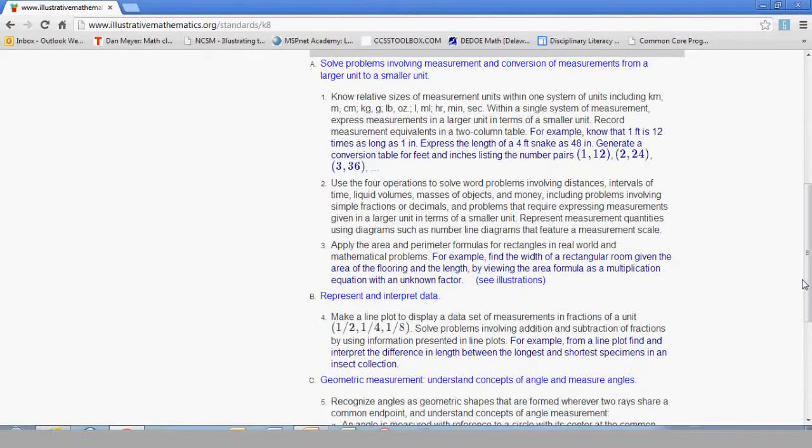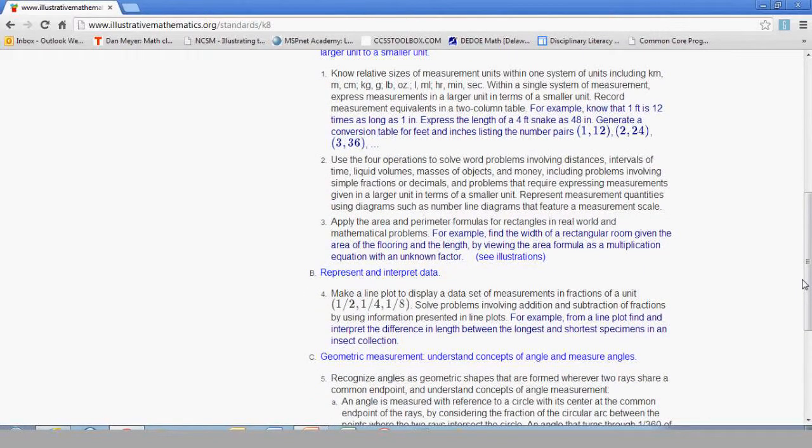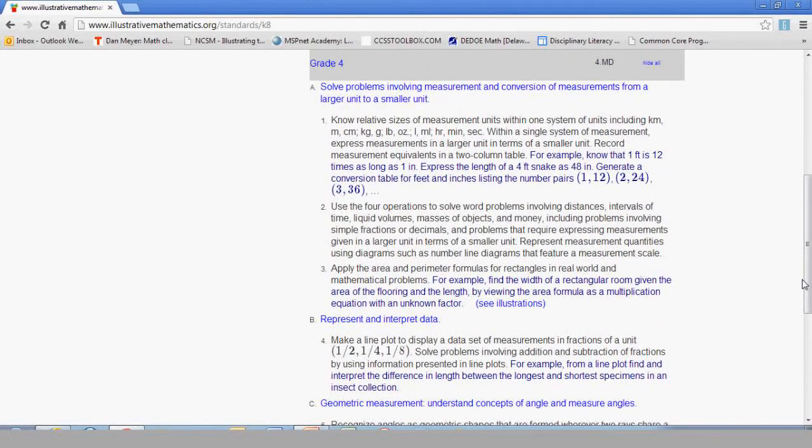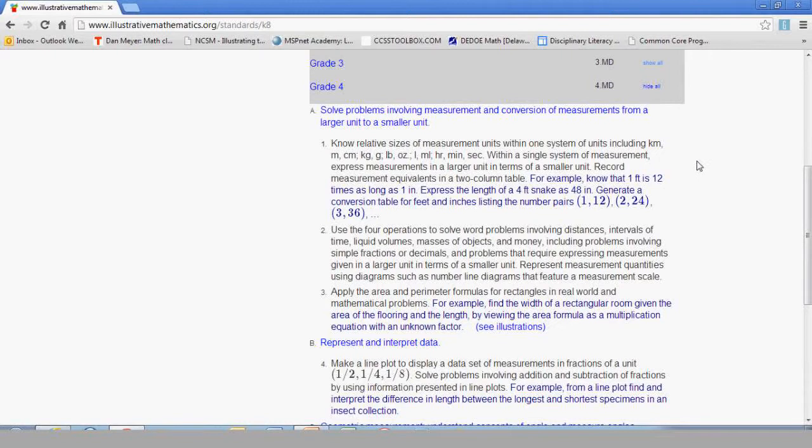And then we have a little bit of data in fourth grade, but all in the idea of making measurements in fractions of a unit. So, you know, the angle piece in fourth grade is more of a connection to the geometry standards than it is the rest of the measurement data.